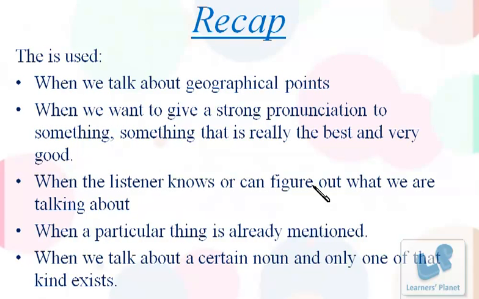When the listener knows or can figure out what we are talking about. So the yellow dress is my favorite dress. When a particular thing is already mentioned. Sam has 2 dogs. The brown one is Glitter and the black one is Silver. When we talk about a certain noun and only one of that kind exists, the White House is the US Parliament.